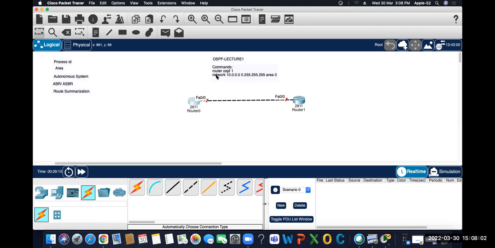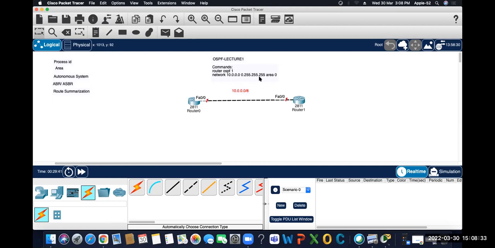The next word is network. This is the syntax again. This is the network address 10.0.0.0. Let's say this network address is 10.0.0.0/8. Now you know what the meaning of /8 is. /8 means the subnet mask is 255.0.0.0.